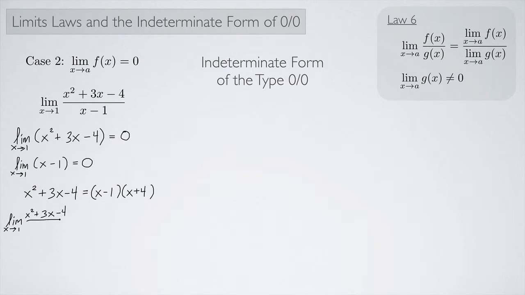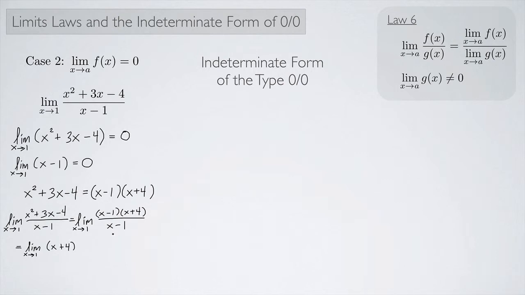So I can rewrite this limit now, the limit as x approaches 1 of x squared plus 3x minus 4 divided by x minus 1, as the limit as x approaches 1 of the factored form, x minus 1, x plus 4 up top, and we still have an x minus 1 downstairs. So now we're only concerned about what happens as x gets close to 1, but not when x equals 1. The limit doesn't care what happens when x equals 1.